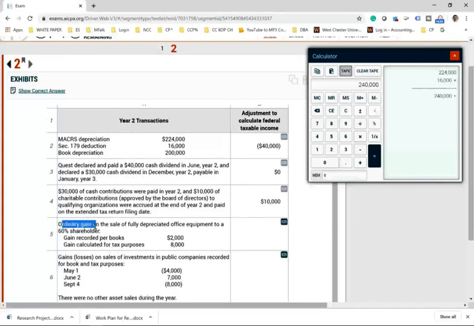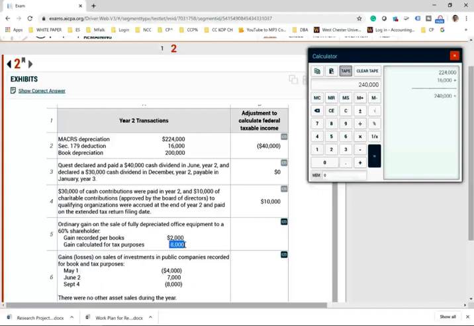Okay. Ordinary gain on the sale of fully depreciated office equipment to a 60% shareholder. Gain for tax purposes, 8,000. Gain on the books is 2,000. Now you have to be very careful here. First of all, the sale is to a 60% shareholder, which is a related party. But guess what? It's a gain. I don't care. We only worry about the loss. So if it's a gain, for book we only computed 2,000. For tax, we should compute 8,000.